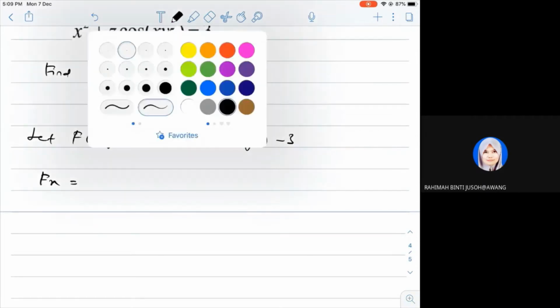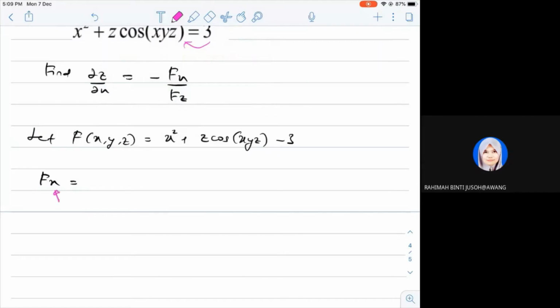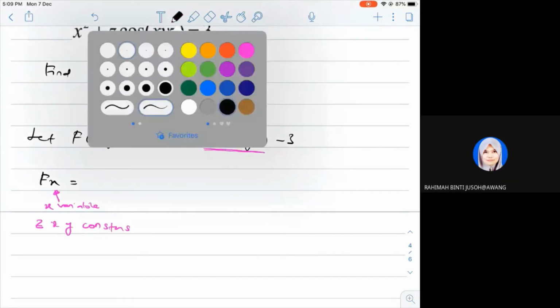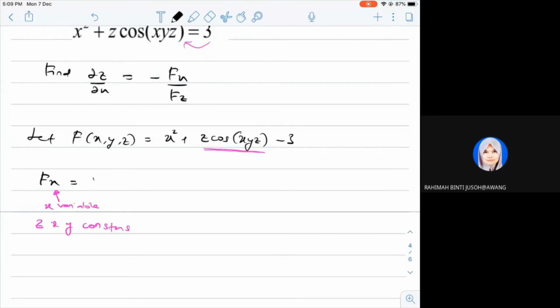Okay, see, when you use the second method, only x the variable. So, bila x yang variable, you tak perlu pakai product rule pun untuk term yang ni. Sebab hanya x saja variable. And then, z dengan y adalah constant. Okay, hanya x saja variable. So we just differentiate with respect to x. So differentiate x squared, we will get 2x.